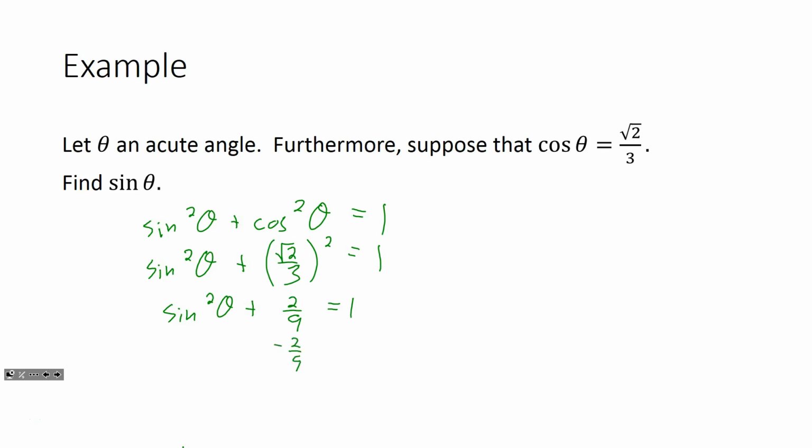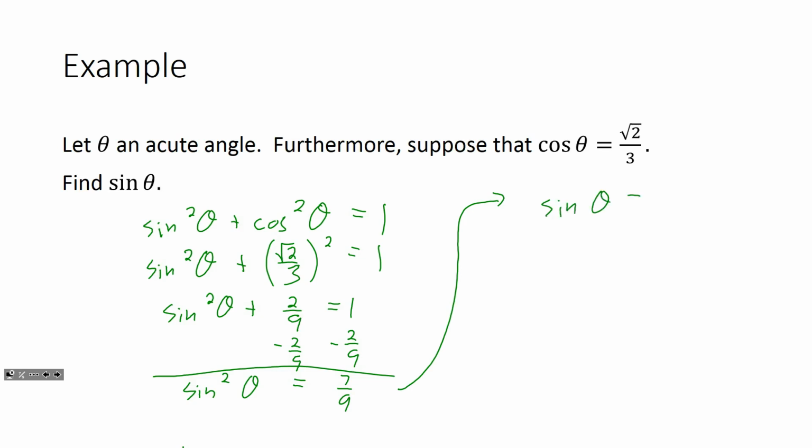I'll now subtract 2/9 from both sides. And I'll have sine squared of theta equals, now 1 would be 9/9. So 9/9 minus 2/9 would be 7/9. Now that gives us sine squared, not sine. So what we'll do next is we'll take the square root on both sides. That'll give us sine of theta.